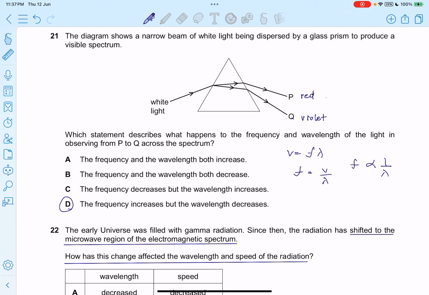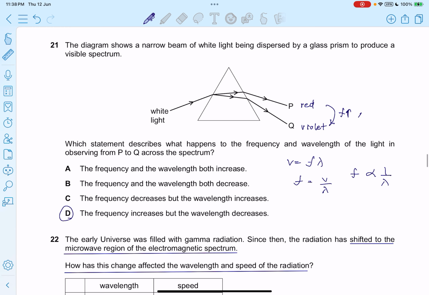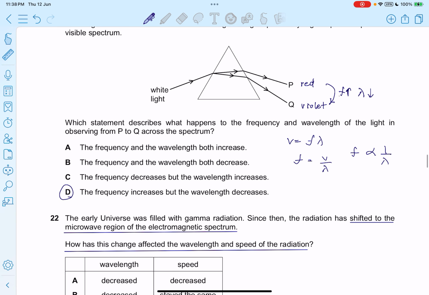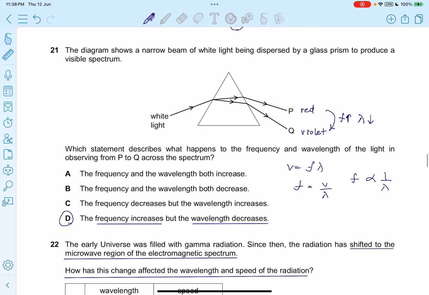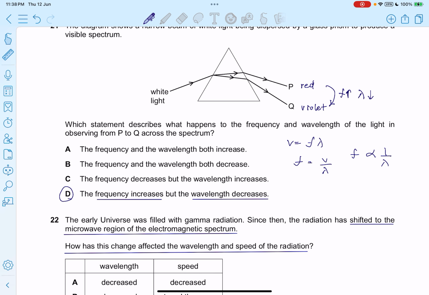So the frequency from red to violet is increasing, but as we know, frequency and wavelength are inversely proportional, so the lambda or wavelength also should decrease since the frequency is increasing and the speed is constant. So in all of the options, the frequency increases but the wavelength decreases. Answer is D. 21. The correct option is D.